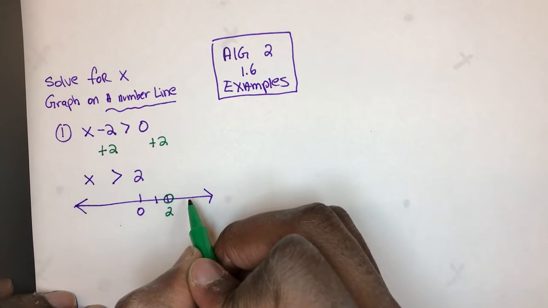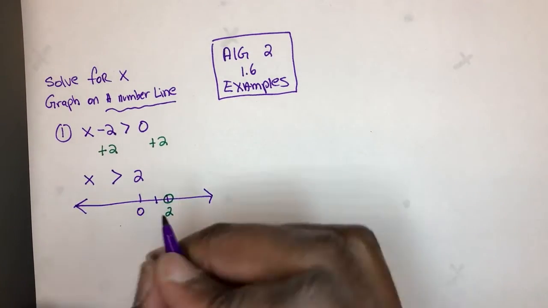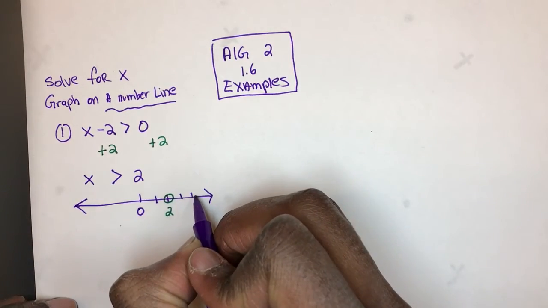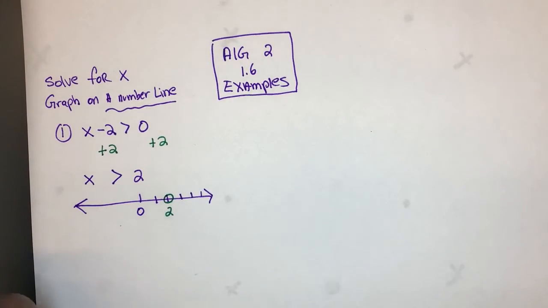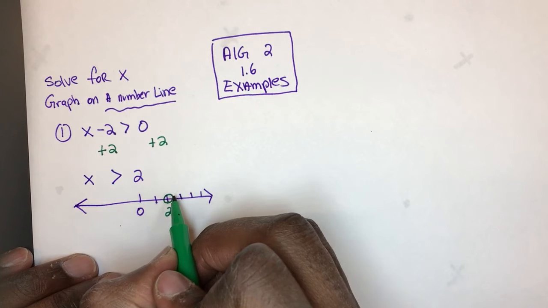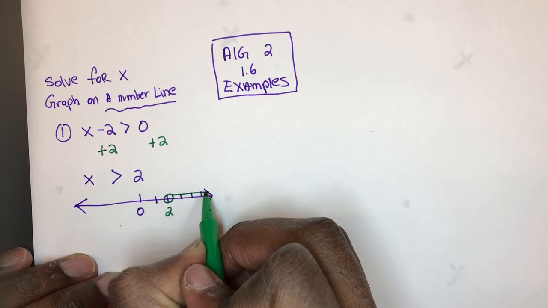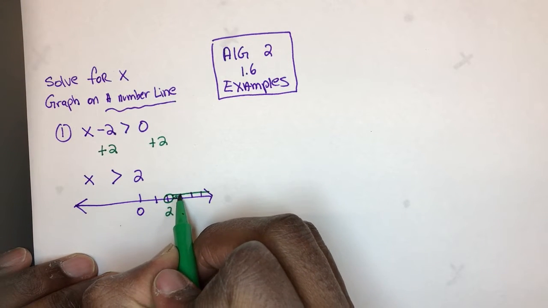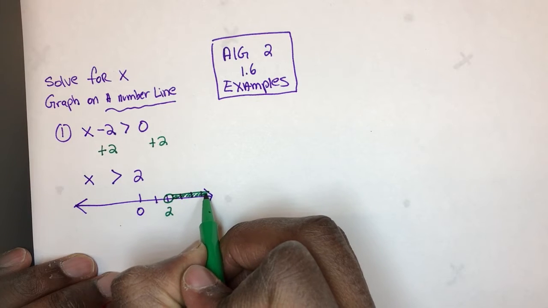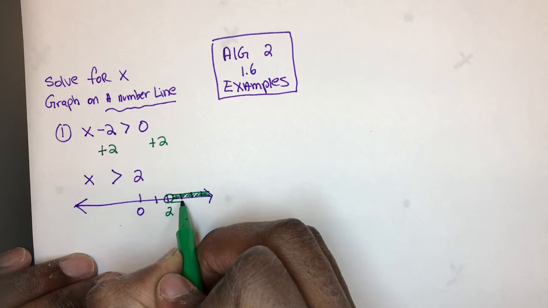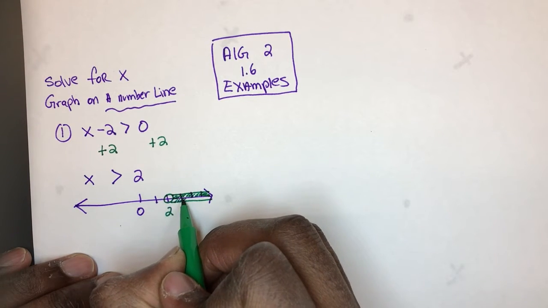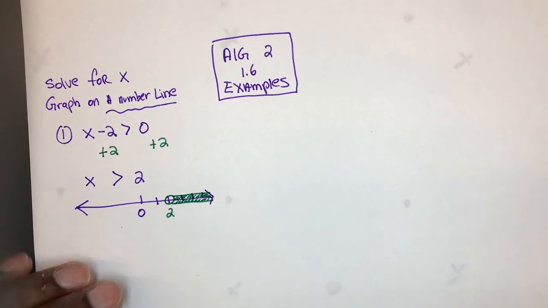So all the values that are greater than 2 are to where? The right side, right? So that's 3, 4, 5, 6, 7, 8. I'm going to shade everything to the right because these are all the values where x is greater than 2. Yay! But you think we're done.